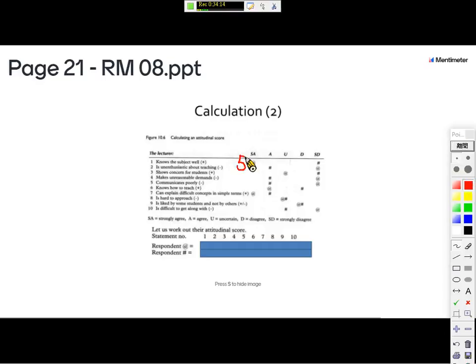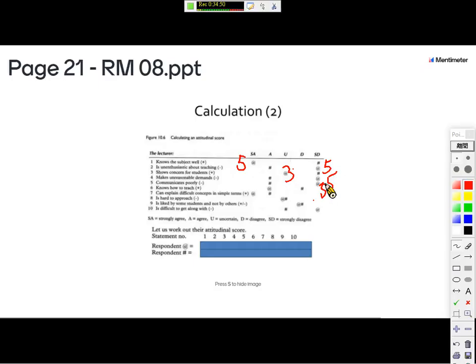5 for this one. And how about this one? Is unenthusiastic about teaching is a negative. Strongly disagree should be 5. Is that right? And this one, show concerns for students, neutral value is 3. And make unreasonable demands, strongly disagree is 5. 5 again, right? And the other one is make communication poorly, a negative question, so it's 5 again.